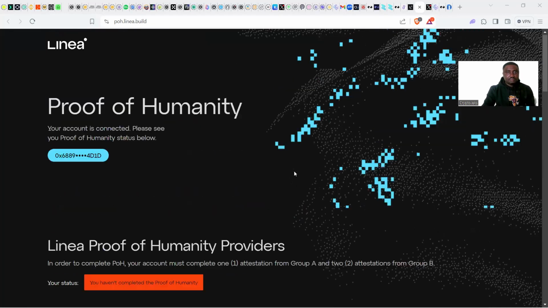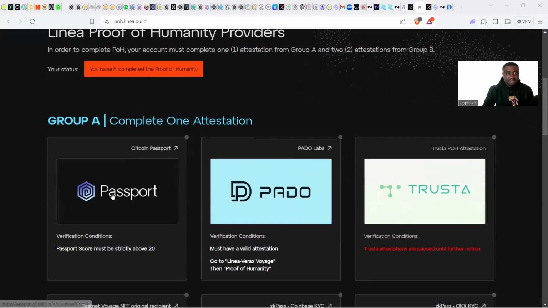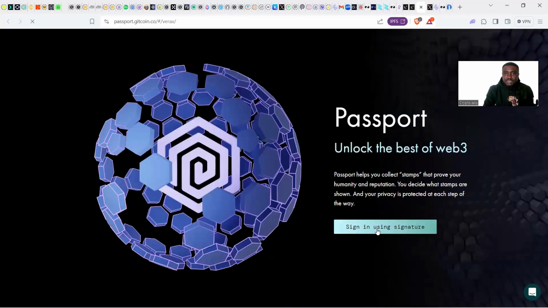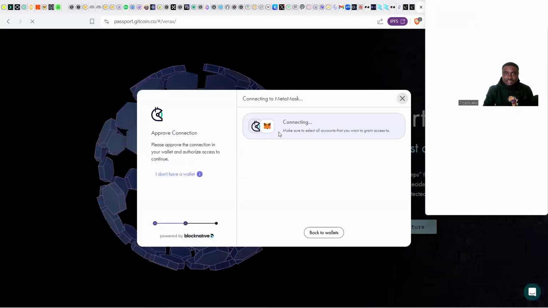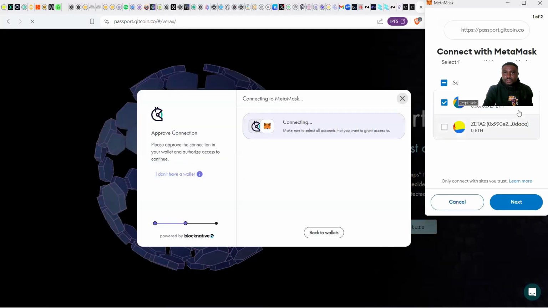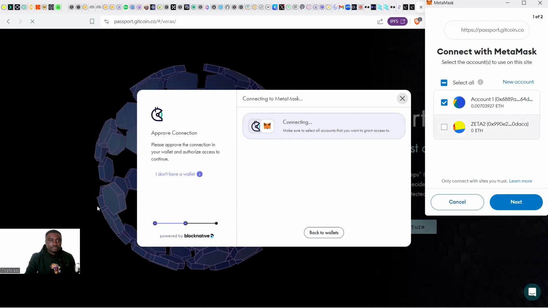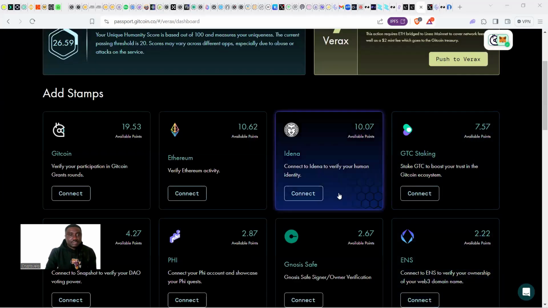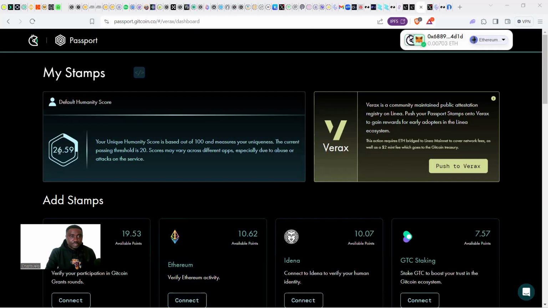All right, so for me to continue with this process, I'll simply click on Gitcoin Passport. When you click on Gitcoin Passport, I'm going to sign in using my MetaMask. Although the requirement for you to get your proof of humanity is to at least have a score of 20 and above, I'm going to connect. As you can see, I've got my proof of humanity up to 26.9, and the default pass, if you read closely here, tells you the current passing threshold is 20.